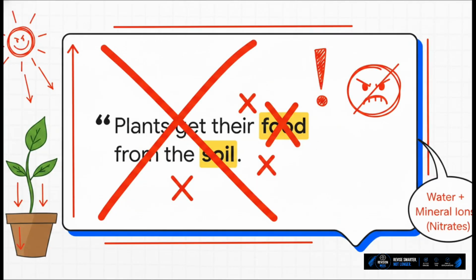Now look at this phrase right here. Plants get their food from the soil. If I had a giant red marker right now, I would completely cross this out. It is the ultimate exam trap. Plants absolutely do not get their food from the soil. They make their own food, glucose, from scratch. The only things they absorb from the soil are water and mineral ions, like nitrates. Never ever write that soil provides food for a plant.